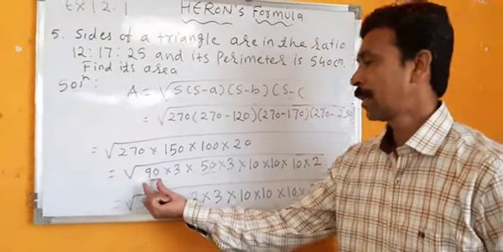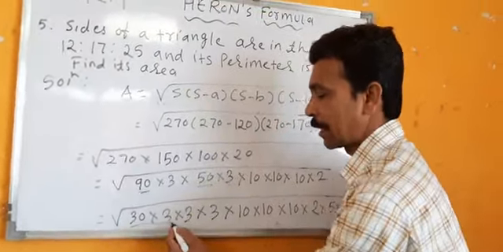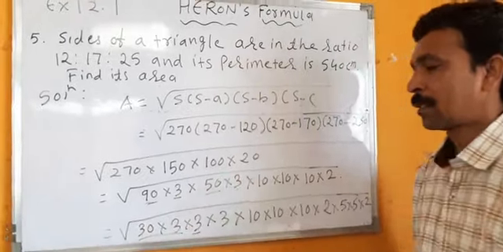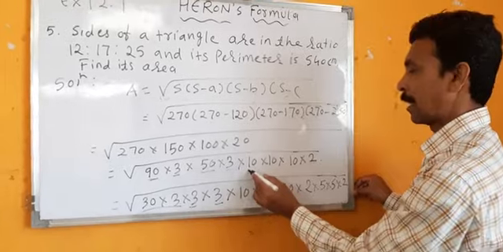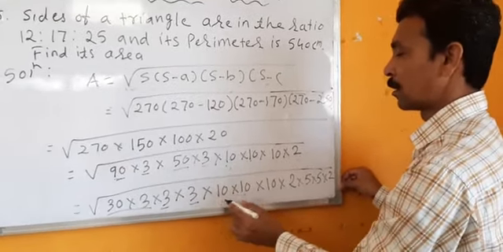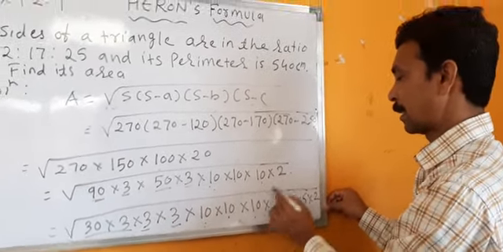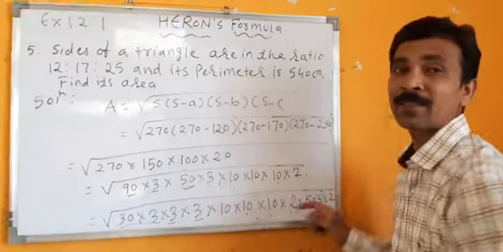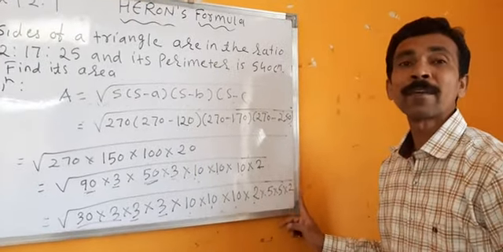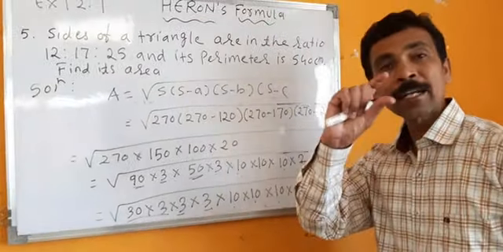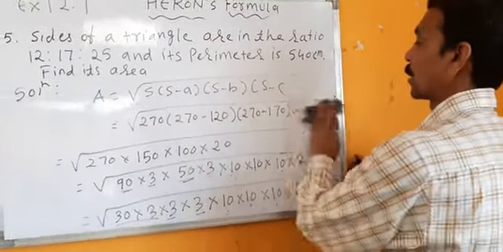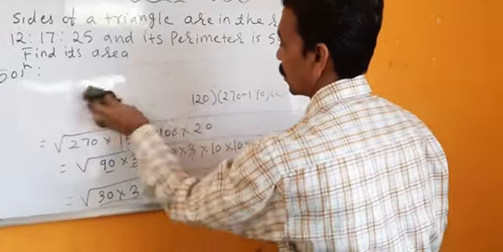Again let's take, 90 is written as 30 into 3. This 3 I have taken here, then this 3 I have taken here. Then 100 I have written 10 into 10. This 10 as it is into 2. 50 was left. 50 is 5 into 5 into 2. Now I will rearrange this. Rearrange means I will write the like terms closer.